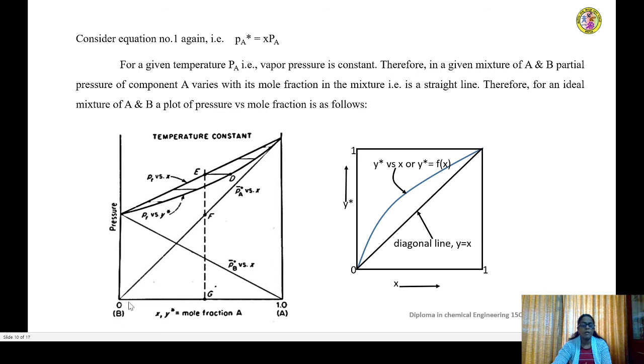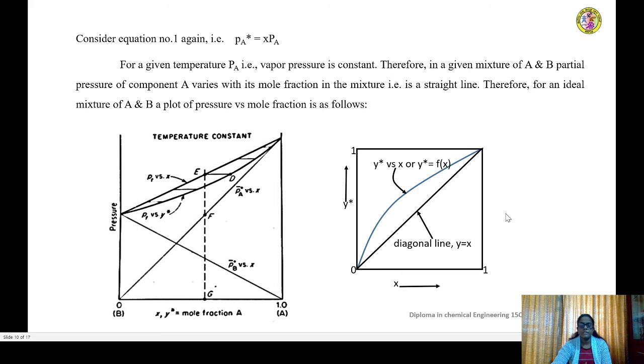Then if you plot the equilibrium partial pressure of A versus X, that is the mole fraction of that component in the liquid phase, you will get a straight line like this. That shows that there is a linear relationship between the partial pressure and the mole fraction. Similarly for the second component, component B, if PB star is plotted against X, you will get a line like this. It is a straight line indicating that there is a linear relationship between the partial pressure and the mole fraction for an ideal solution.